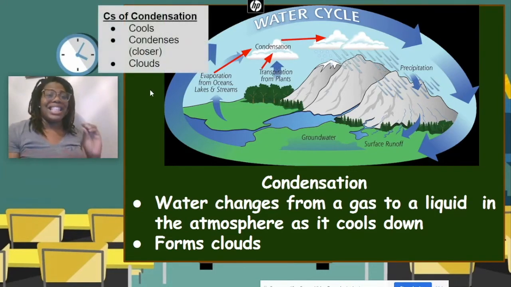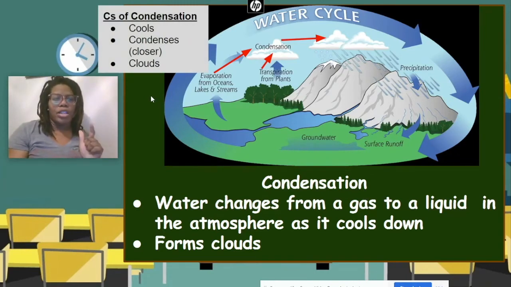I try to remember the C's of condensation. When I have all those C's on a test question or on a paragraph, then I know it's talking about condensation. So condensation is when water cools. It also condenses, which means the atoms become closer together, and it forms the clouds, all part of condensation, all C's.